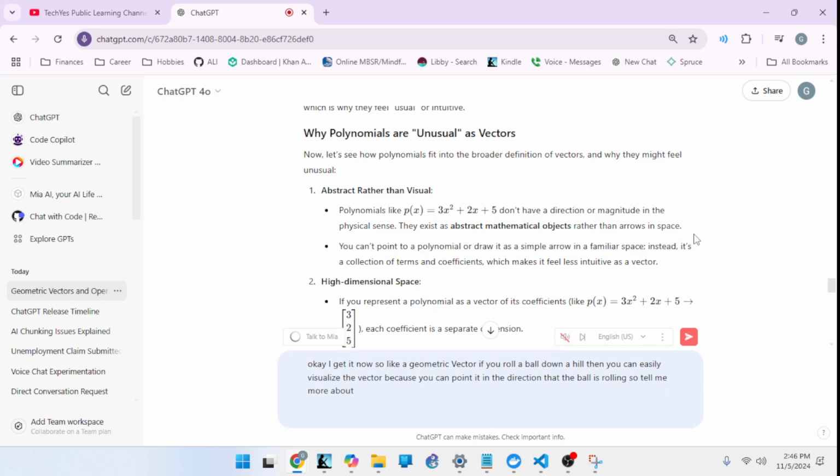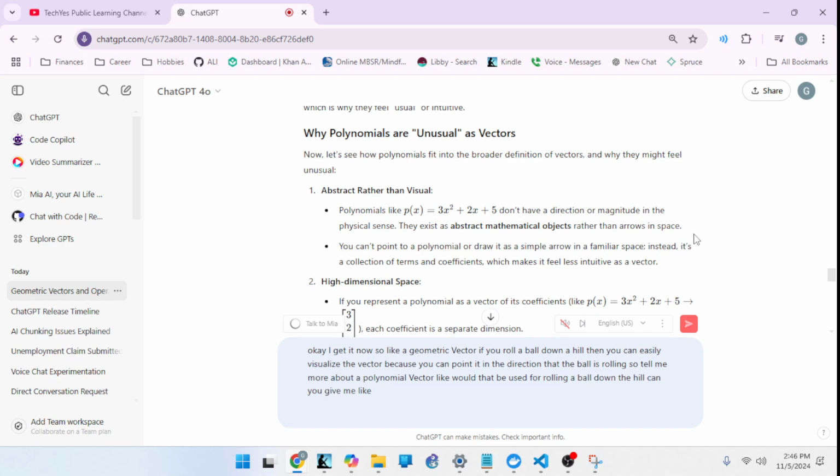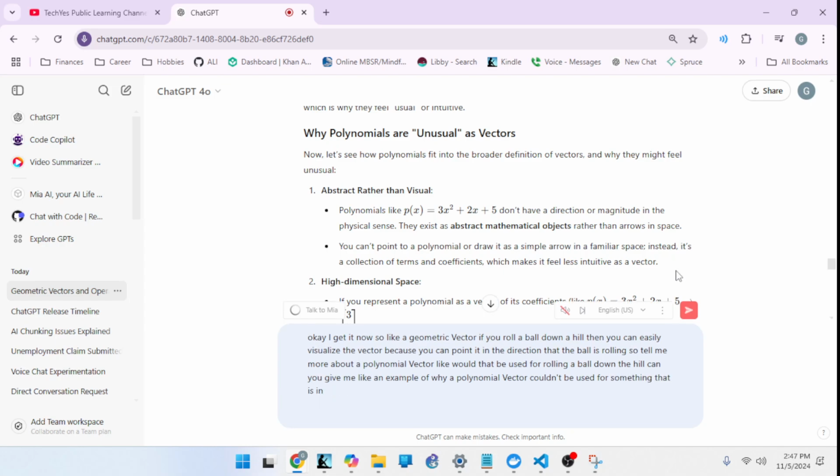So tell me more about a polynomial vector. Would that be used for rolling a ball down a hill? Can you give me an example of why a polynomial vector couldn't be used for something that is intuitive, like rolling a ball down a hill?